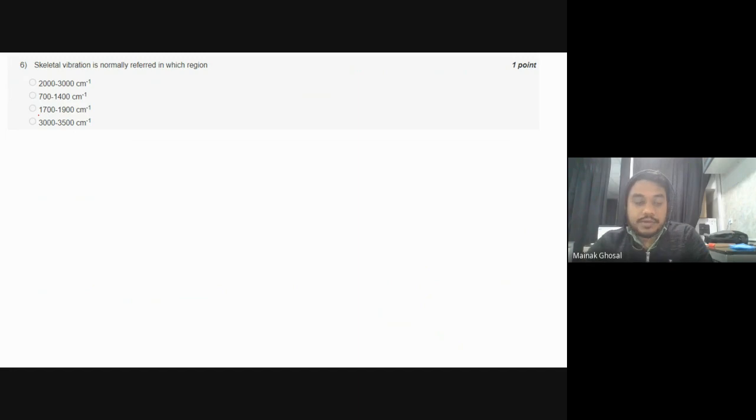Okay, so I'm moving to the next question. Here it is asked that skeletal vibration is normally referred to in which region? I have discussed this completely. I'm just repeating this: your vibration can be defined in two categories. One is skeletal vibration, another is group vibration. Skeletal means that your stretching and bending modes will be coupled up to give some vibration.